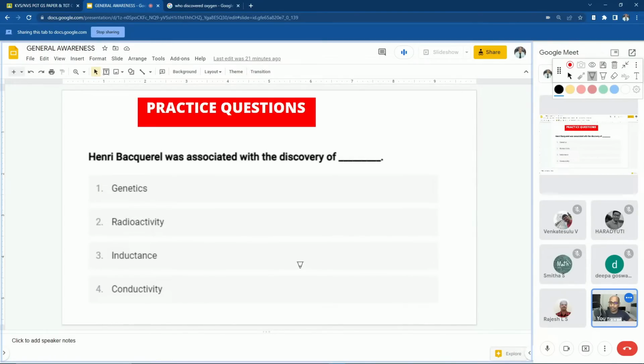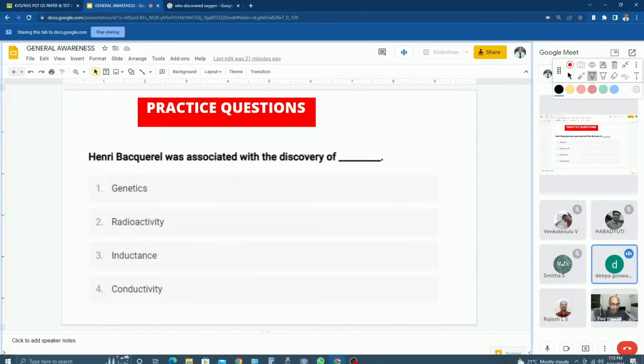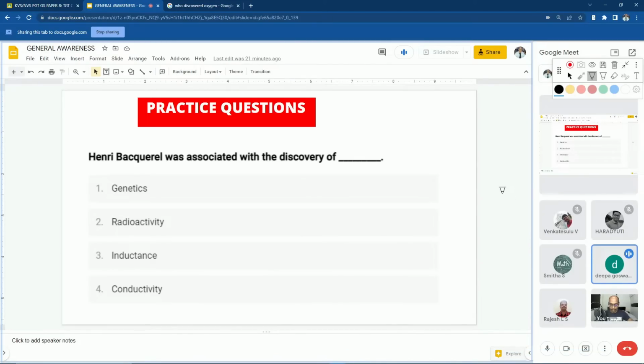Deepa ma'am. Henri Becquerel was associated with the discovery of genetics, radioactivity, inductance, conductivity. Which one, Deepa ma'am?